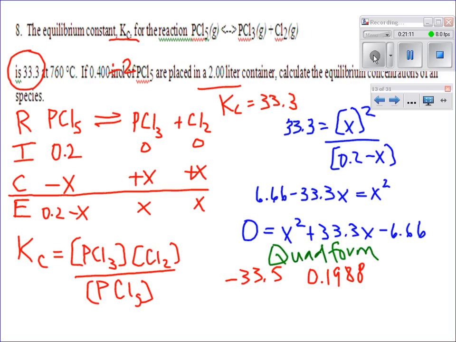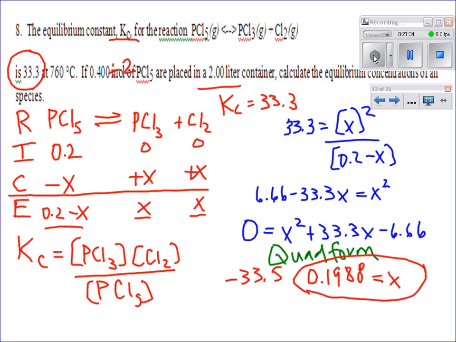One of them is not going to make sense. Which one doesn't make sense? Negative 33, because you can't have a negative concentration. Now, sometimes you might get two positive ones. If you do, one of the positive ones will create a negative answer once you plug them into the E-line. So again, only one is going to make sense. So this is our x that we're going to use.